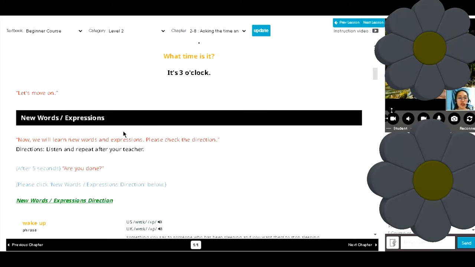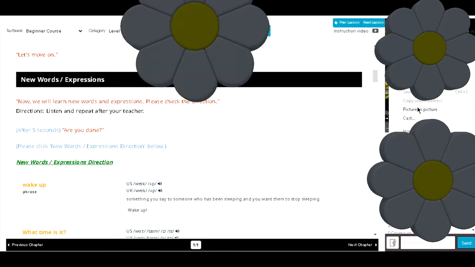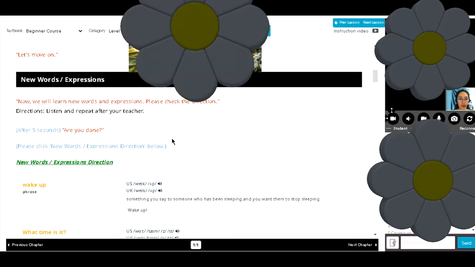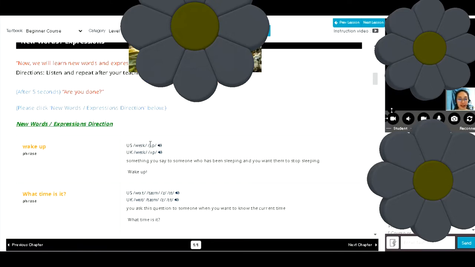Let's move on to new words or expressions. Can you please check the direction? Listen and repeat after your teacher. So this time we will play the US audio and then you will repeat after. Let's start the first one.